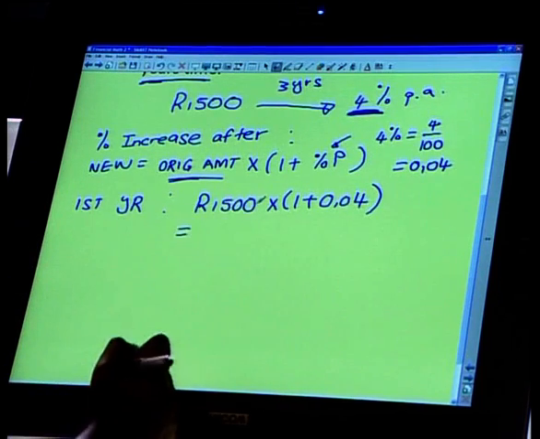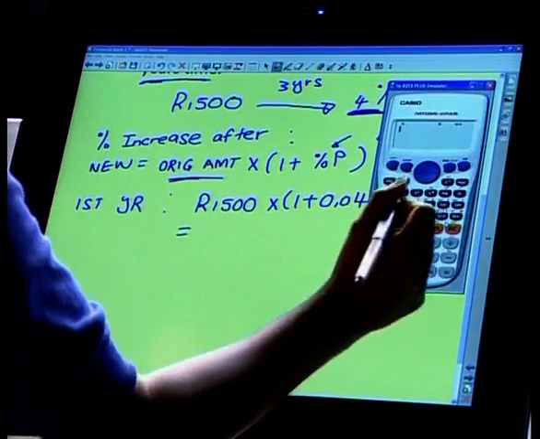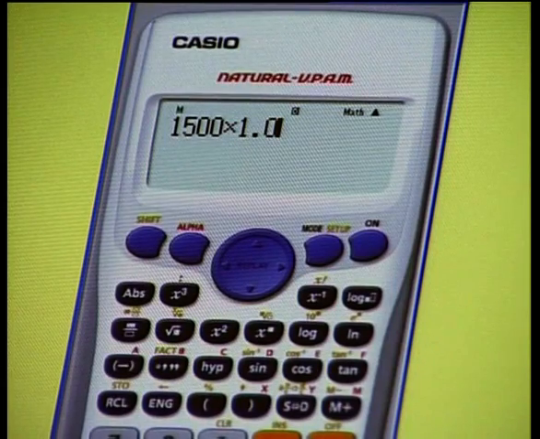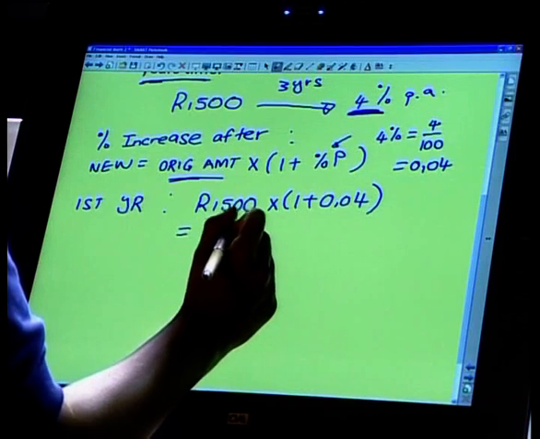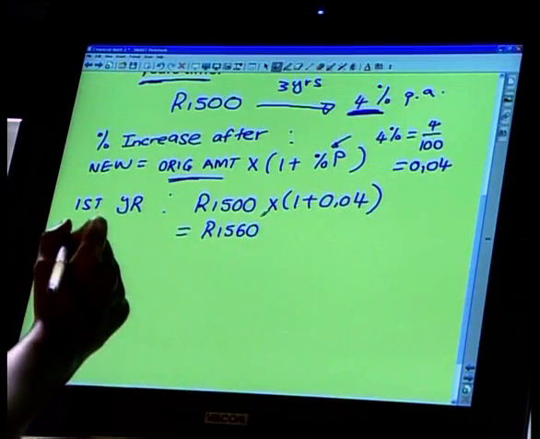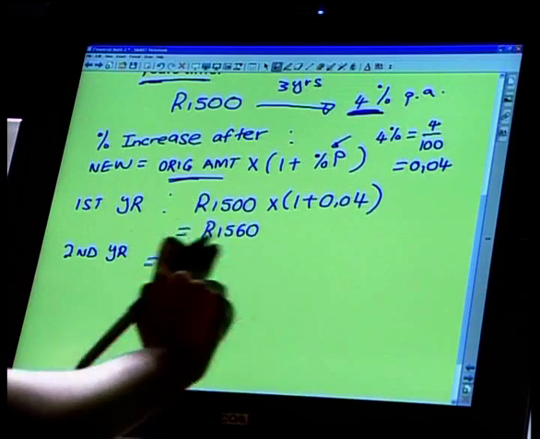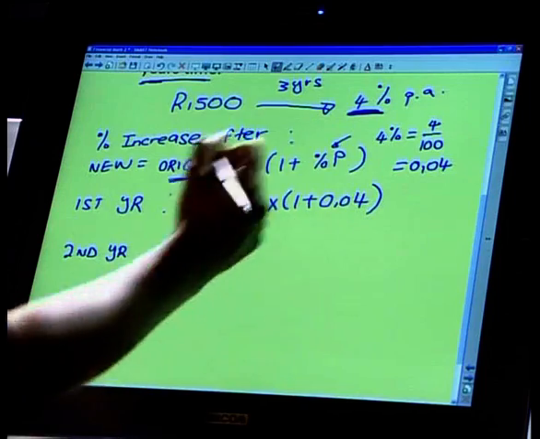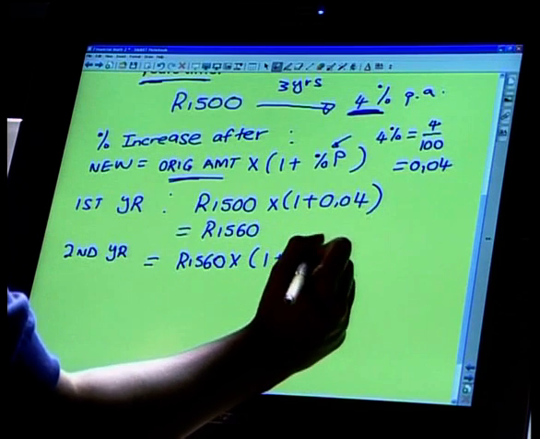You can work this out on your calculator and let's see what we get. So we have 1,500 times 1.04, and that gives us an answer of 1,560 Rand. So in 1 year, at an inflation rate of 4%, a year later they're going to pay 1,560. In the second year, they're going to pay 4% more than the previous year. So that means the 1,560 Rand we now need to increase by the same inflation rate. So it's times 1 plus 0,04.